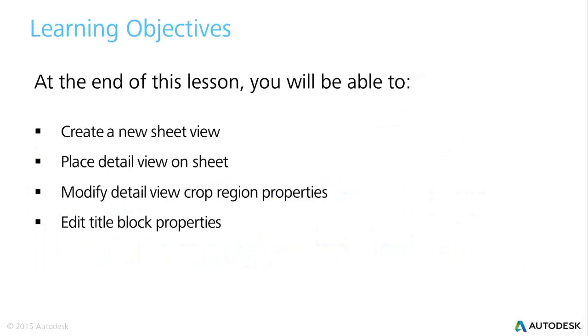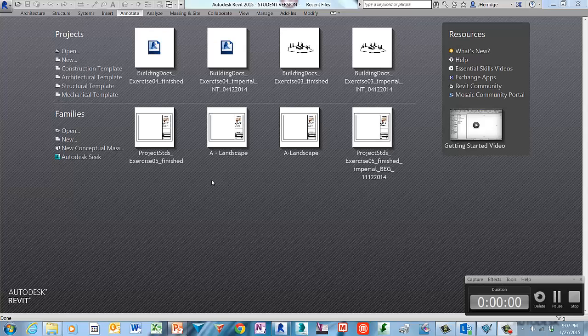Let's review the learning objectives for video 5. At the end of this lesson, you will be able to create a new sheet view in the project, place the detail view that we created earlier on that sheet view, modify the detail view crop region properties just to tighten it up, and then last we'll edit the title block properties. With that, let's get started.